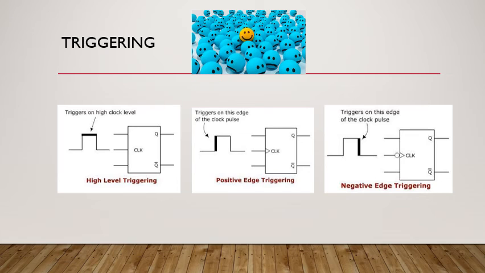Now, suppose we have high level triggering. So you can see the dark portion, that is the clock is coming when we are having high levels in the clock signal. Positive edge triggering means we assume that the clock is coming when the positive edge is encountered. And in negative edge triggering, we see the trigger is obtained when the negative edge of the clock pulse is encountered. So these are the types of triggering.